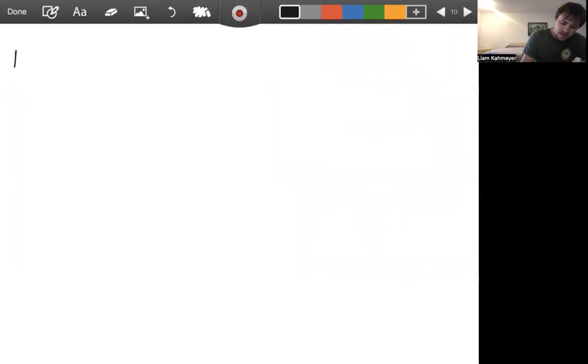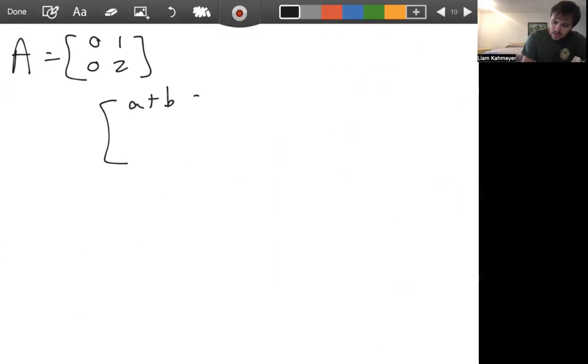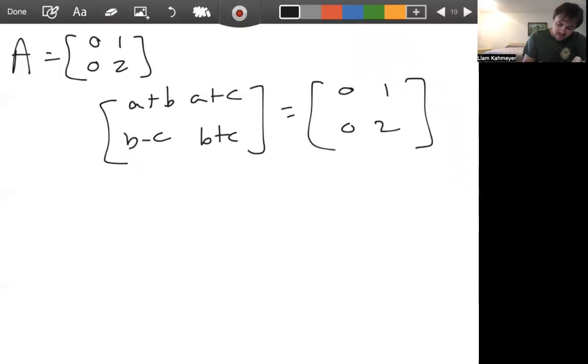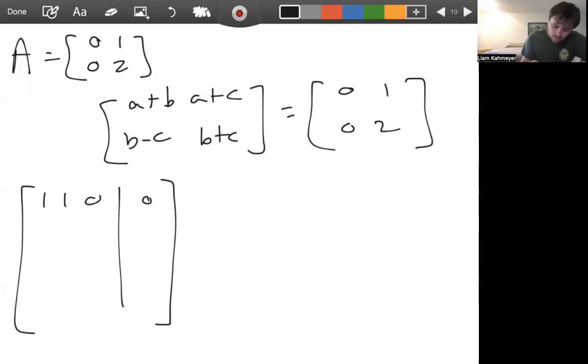So let's look at A is the matrix 0, 0, 1, 2. Well, if we set A plus B, A plus C, B minus C, and B plus C equal to 0, 1, 0, 2, this gives us the following system, right? We would have A plus B is equal to 0, so 1, 1, 0, 0. And then we would have A plus C is equal to 1, so 1, 0, 1, 1. We would have B minus C is equal to 0, so 0, 1, negative 1, 0. I don't know why I wrote 0 here. It should be a 1. And then we also have that B plus C should be equal to 2.